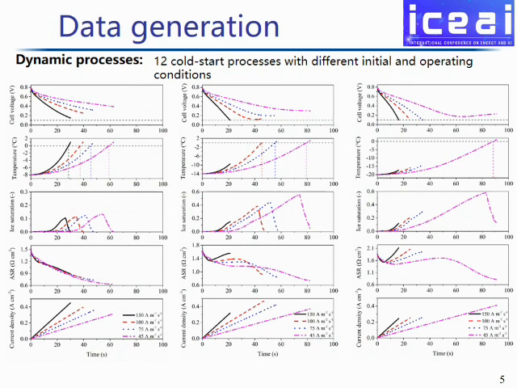Those dynamic processes with different initial and operating conditions are used to provide the data for machine learning. The overall evolutions of cell voltage, temperature, ice, ASR, and current density are shown in those 12 cold start processes.